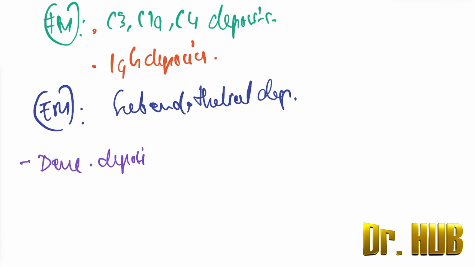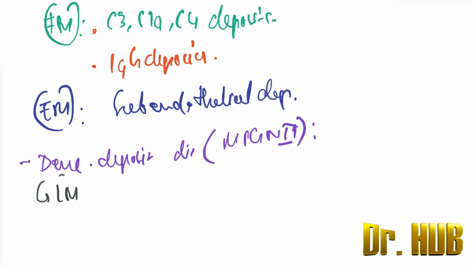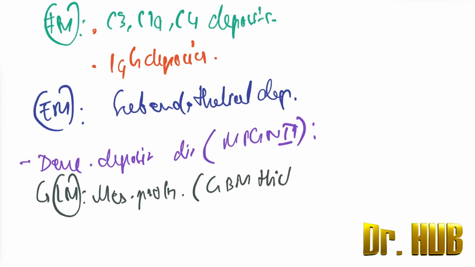Next we look at dense deposit disease, which is MPGN type 2. In the light microscopy, it shows mesangial proliferation, and the pattern is of proliferation, with GBM thickening as well as splitting.